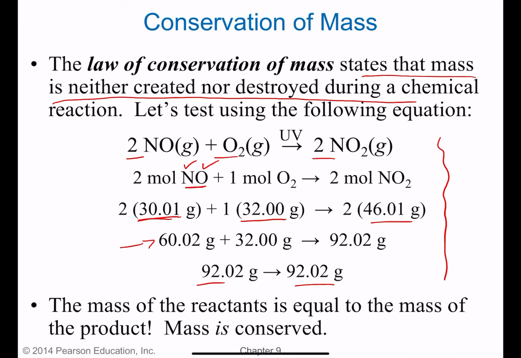So mass is neither created nor destroyed. The mass of the reactants is equal to the mass of the products. Mass is indeed conserved if we're assuming we start with 2 moles and 1 mole, just like the mole ratios have.